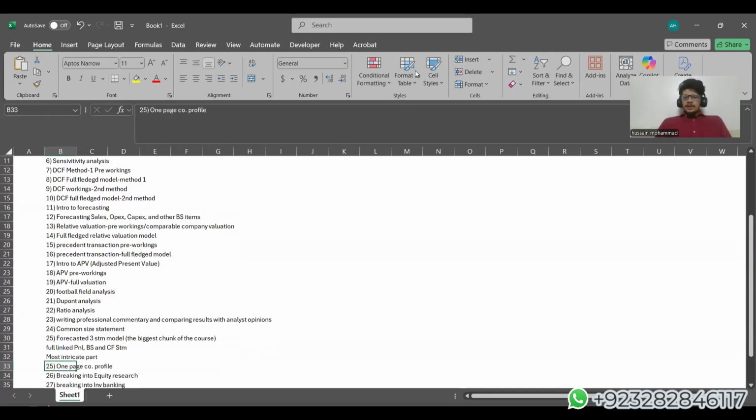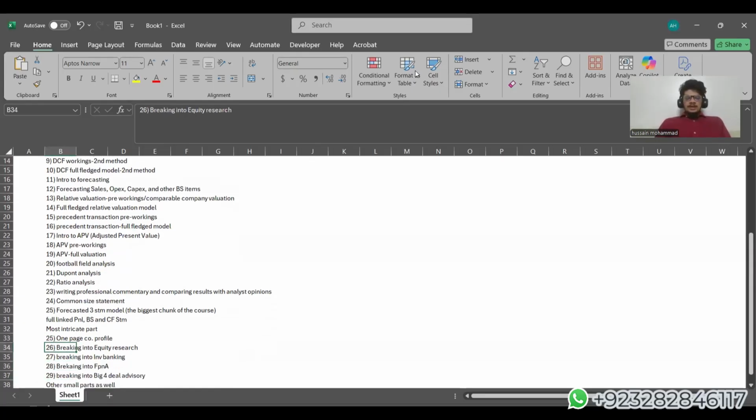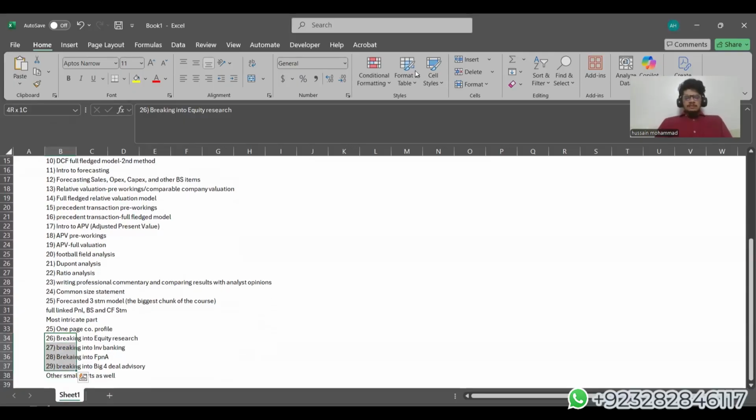One page company profile: you will see at the end that once your entire model is made, how you make the entire one page company profile. Then the last, these are the additional parts which I added at the end. Once you have watched all of my lectures, around 50 to 55 hours worth of lectures, you will be able to make a model for equity research, for investment banking, and for FP&A as well.